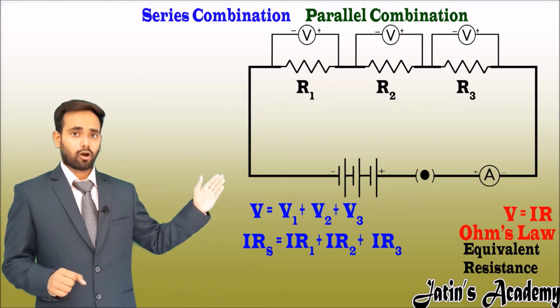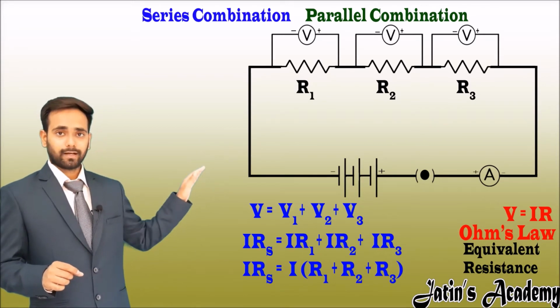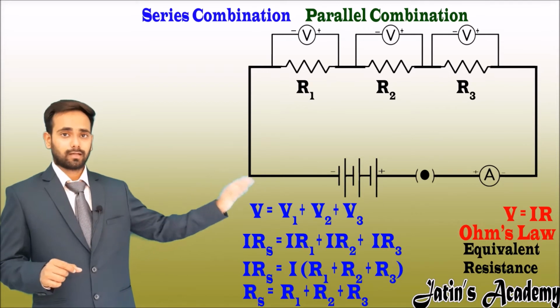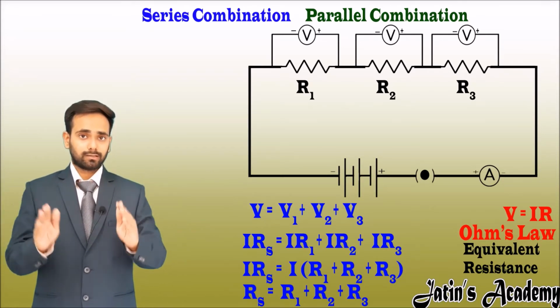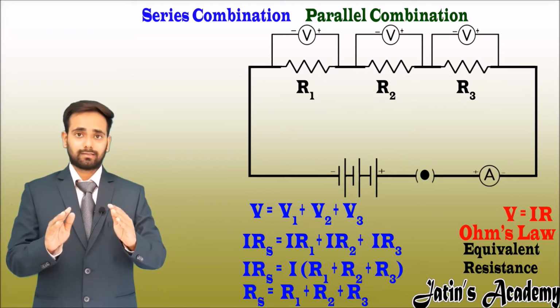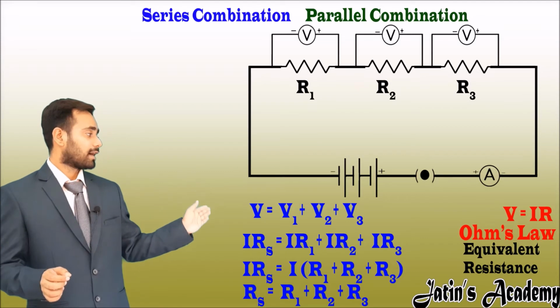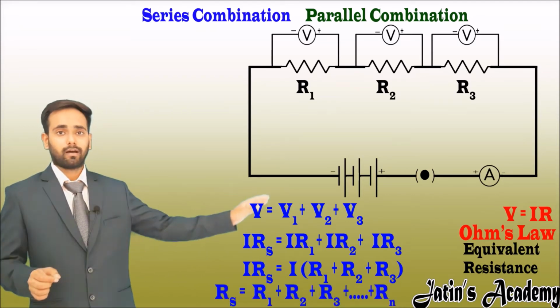After taking the common, that is I is common, and cancelling from left and right side, we get Rs is equal to R1 plus R2 plus R3. For 3 resistances, if we find the equivalent resistance, we just add the resistances, and for n resistances we get the formula, that is Rs is equal to R1 plus R2 plus R3 and so on up to Rn.